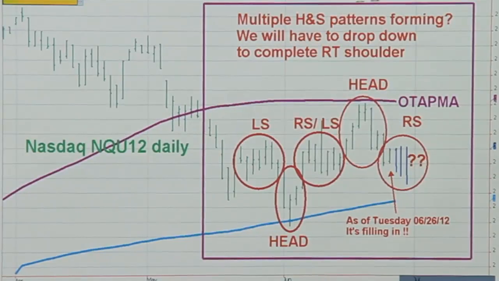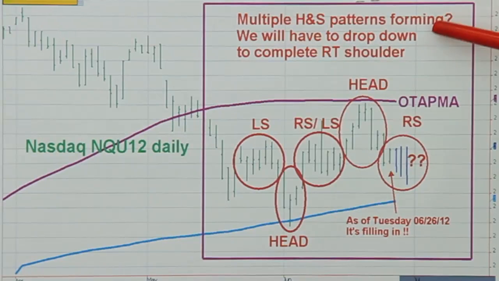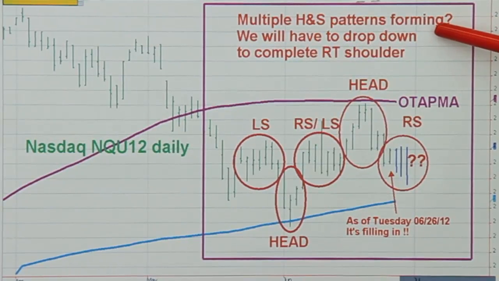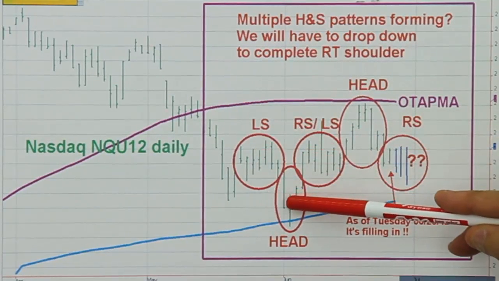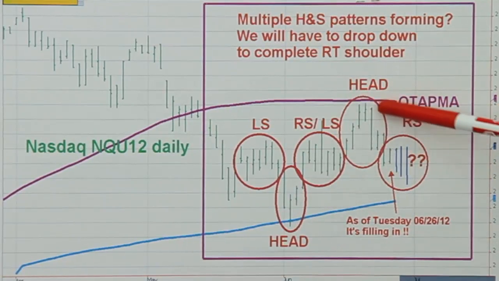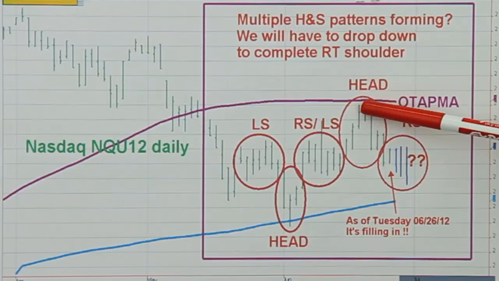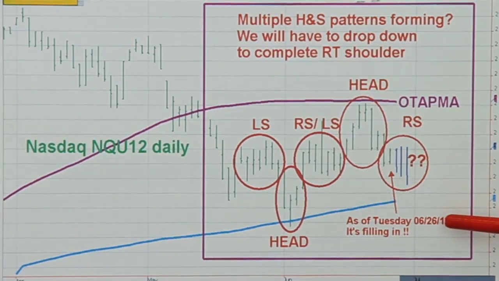Okay, traders, what is this crazy Oscar guy talking about? Well, here we are. Multiple head and shoulders patterns. Are they forming? We have to drop down to complete this right shoulder, but yes, they are forming. Left shoulder, head, right shoulder, what does it do? It produces a rally. That rally turns out to be the head of the new head and shoulders, so now you have left shoulder, head, right shoulder is filling in.